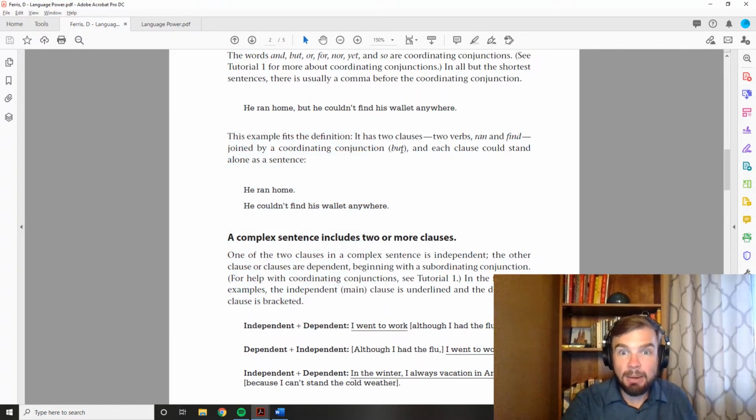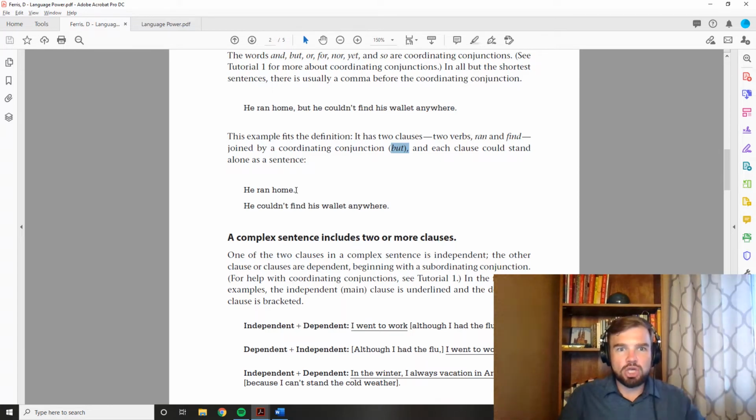In this sentence, but, and each clause could stand alone. It could be its own sentence. You could say, he ran home, period. He couldn't find his wallet anywhere, period. But it makes a more interesting and full sentence to combine them, right?